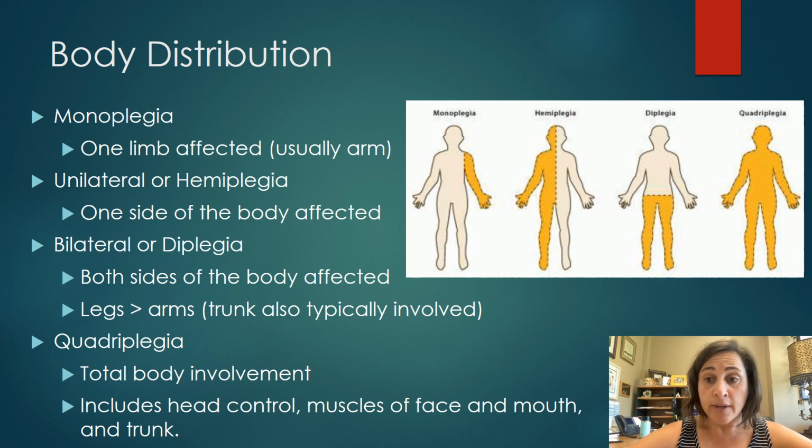In bilateral CP, we're describing involvement of both sides of the body, and this can be broken down into diplegia, where the legs are more affected than the arms. In these kids, the trunk is typically also involved. Quadriplegia is also referred to as total body involvement, and this is where the whole body is involved. This includes the trunk, head control, and often control of the muscles of the face and mouth.